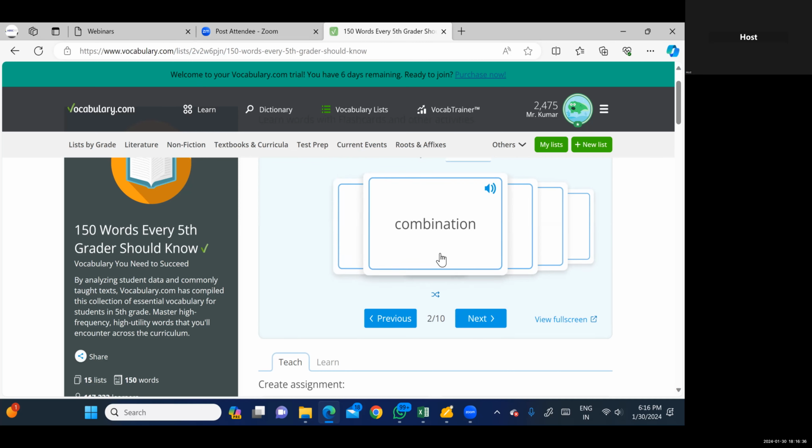Ayan, read this word. It's combination. Rewards? This is an easy word for me. Combination. Sanjay? Yes, sir. Read this word. Combination. Angelina? Yes, sir. So this word is combination.